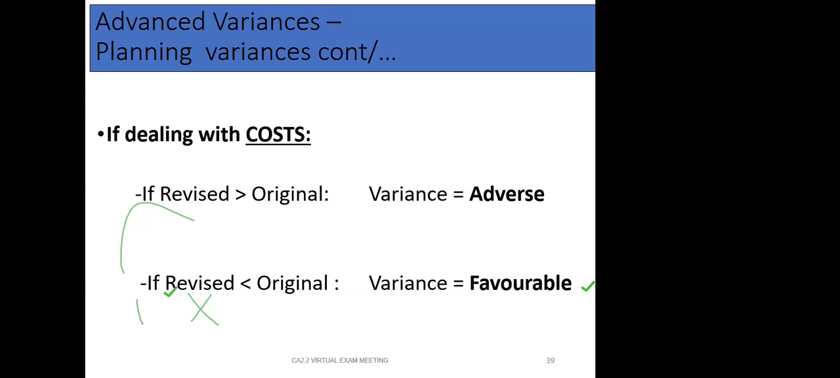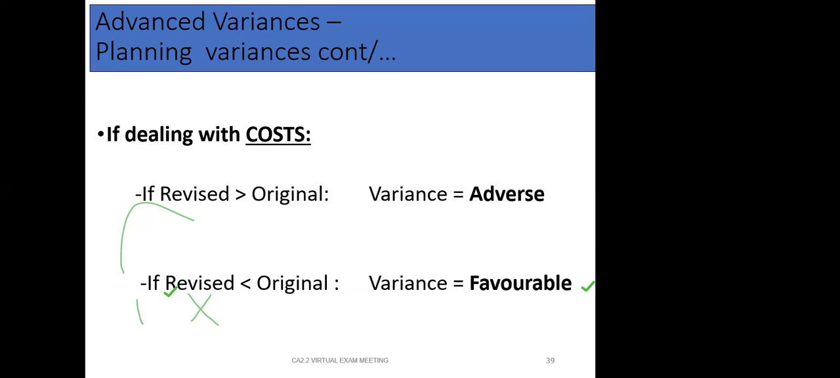Because here we are saying the revised standard is greater than the original. Maybe the revised should be 20, but the original was 10. So by putting 10 in the costs, you unnecessarily overstated the profit. So to correct it, you pass an adverse planning variance so that you reduce the profit because you had overstated it. Similarly for a favorable variance.